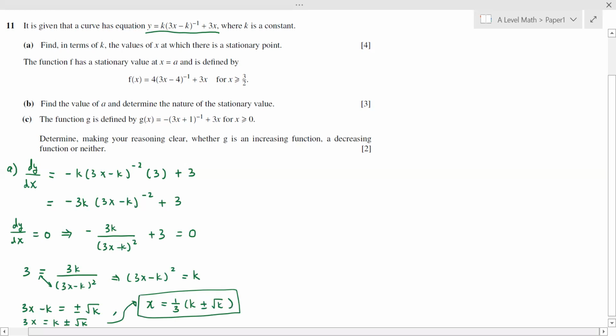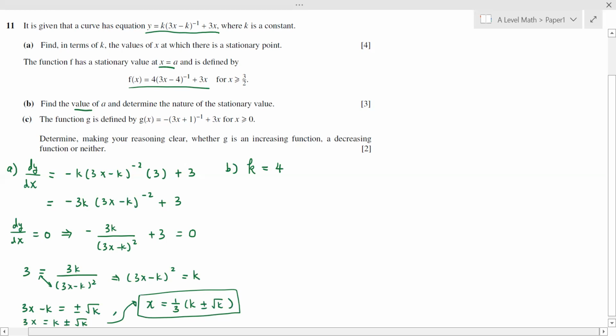The function f has a stationary point at x equals k. f(x) is given by 4 over (3x minus 4), plus 3x. We need to find the value of a and to determine the nature of the stationary point. There is only one single value of a. If you compare y and f(x), you will see that k is 4. So when k is 4, f(x) is actually the same as y.